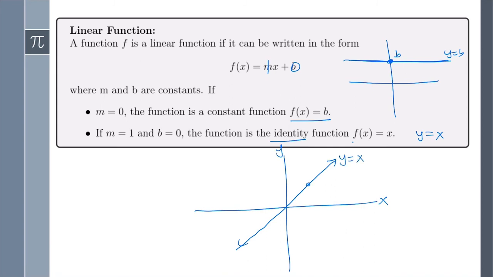So it means if I pick a point here, the x value is the same as the y value. If I pick any point on the line, the x value and the y value are always equal. That's what this means, okay?